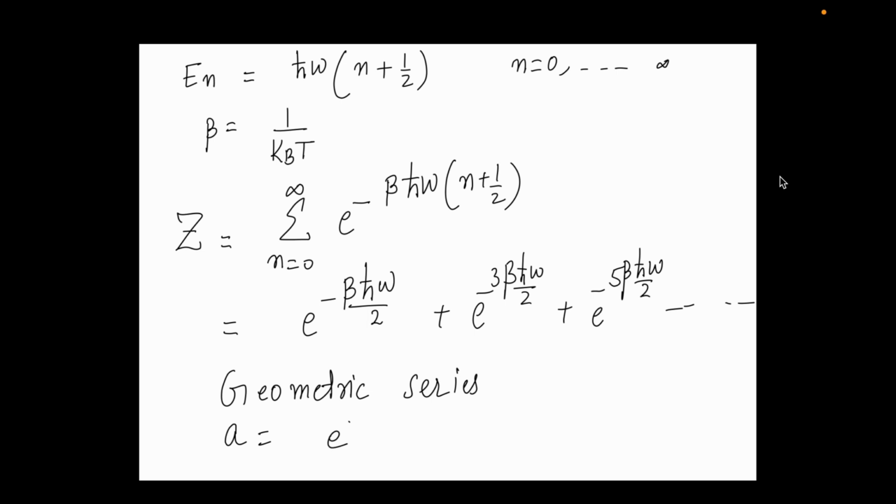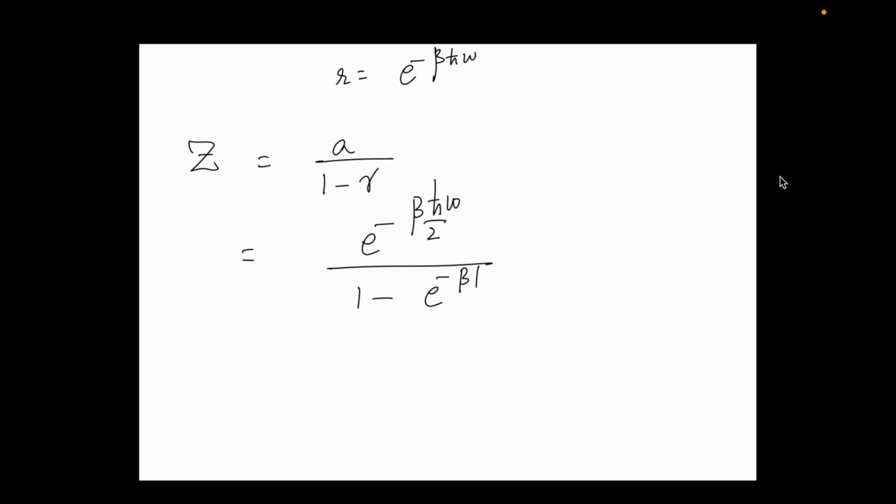Now this is nothing but a geometric series with a as e to the power minus beta h bar omega by 2 and a common ratio r, which is e to the power minus beta h bar omega. So your partition function is a by 1 minus r, which is e to the power minus beta h bar omega by 2 over 1 minus e to the power minus beta h bar omega. Now you can put the value of omega which is given as 2 kBT by h bar.